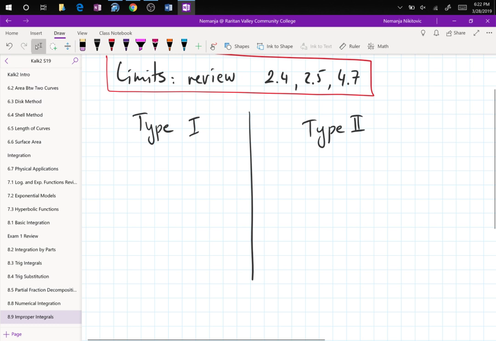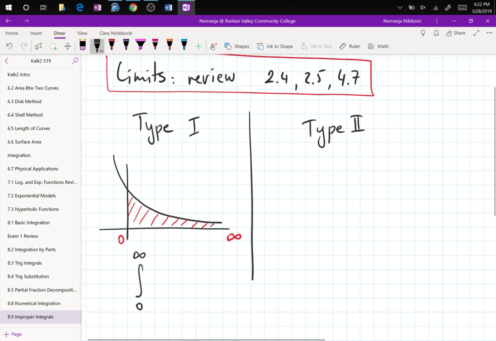For type 1 integrals, we are dealing with definite integrals and area under the curve. So this is a function, and we are looking to calculate the area, in this case from 0 to, let's say, infinity. Your integral is going to be 0 to infinity of, let's say, 3e to the negative x dx.